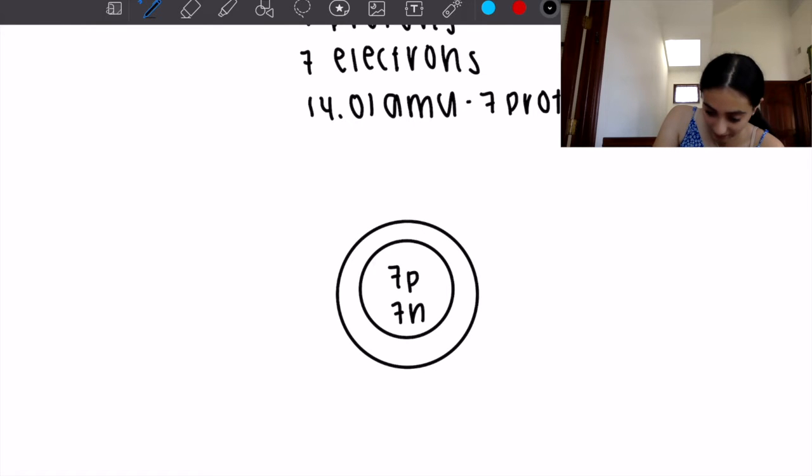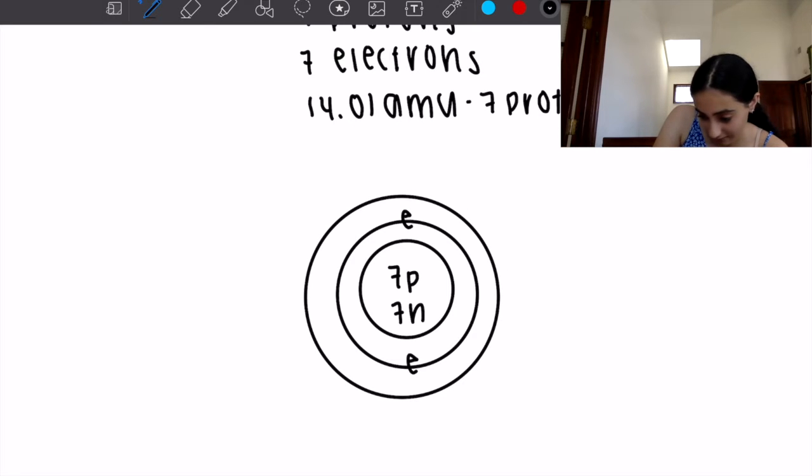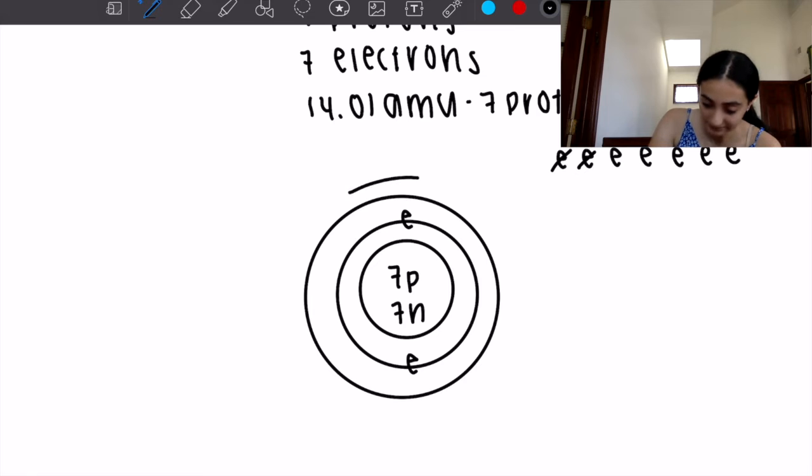So we're definitely going to need 1 orbital that has 2 electrons. And then our second orbital, I'm going to write it out. We have 7 total electrons. We've already used 2 in the first orbital. Now we have 5 more for the second. So 1, 2, 3, 4, 5. That is our long version.